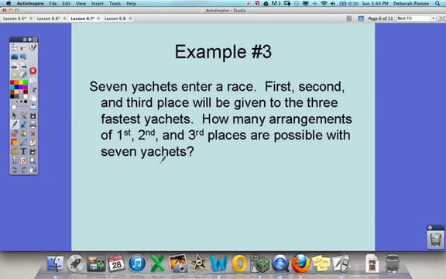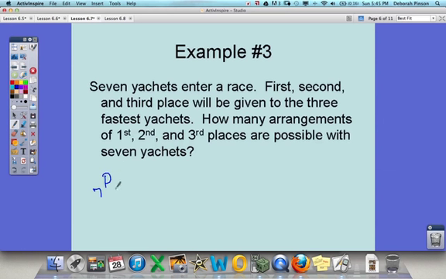So here is our situation. 7 yachts enter a race. First, second, and third place will be given to the 3 fastest yachts. How many arrangements of first, second, and third place are possible with 7 yachts? So order matters, because if you're the second boat that crosses the finish line, you don't get first place. Order matters.